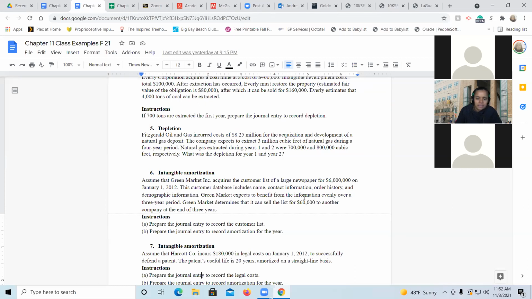Green Market expects to benefit from the information evenly over a 3-year period. So they paid 6 million for this thing. They expect the life of the intangible to be 3 years. Green Market determines that it can sell the list for $60,000 to another company at the end of the 3 years. So that's the residual value, or the salvage value. At the end of 3 years, they can sell it for 60,000. So we do not amortize that piece, and we will subtract it as part of calculating the amortization base.